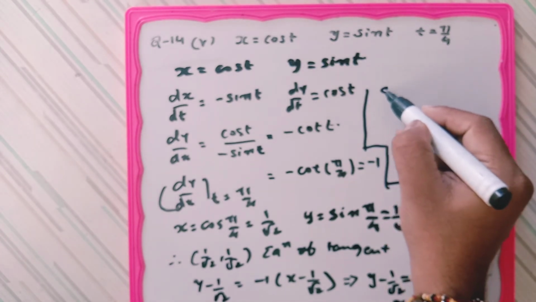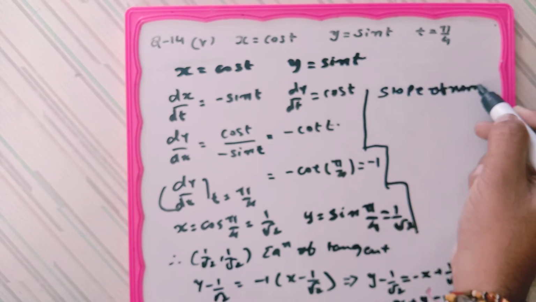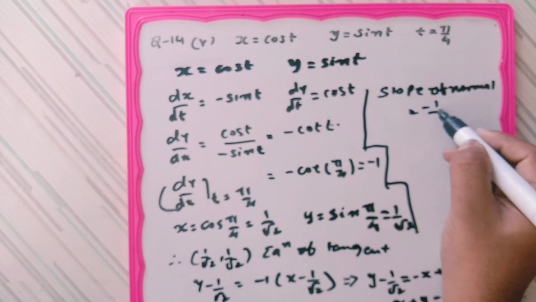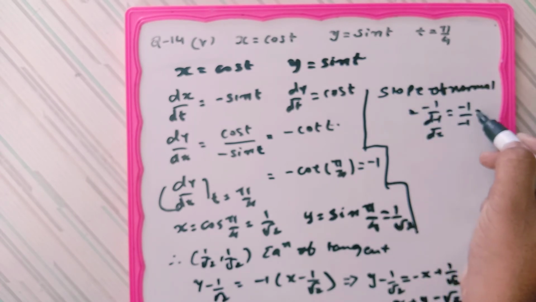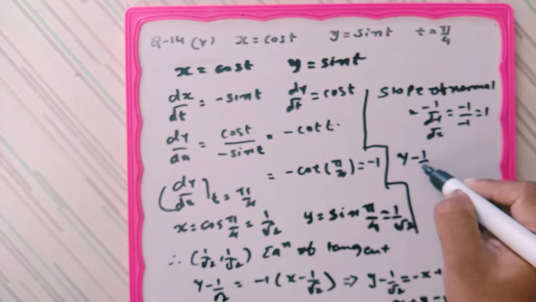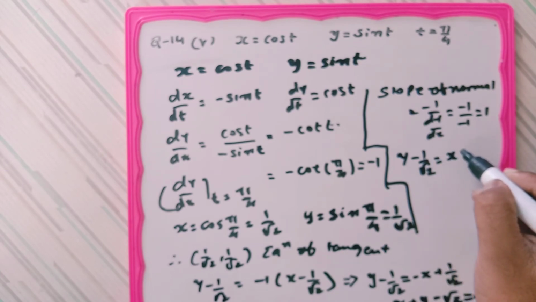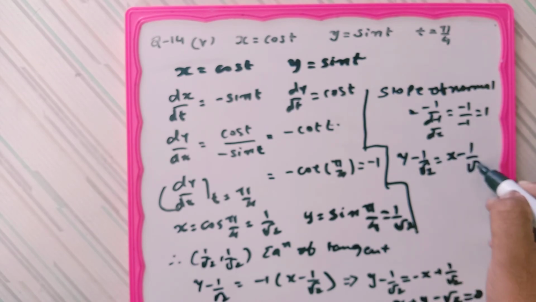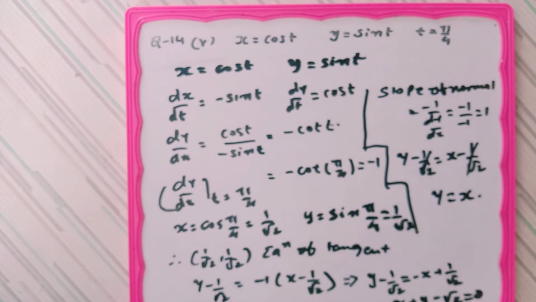Now the slope of normal is minus 1 upon dy by dx. So minus 1 upon minus 1 is 1. And so the equation of normal is y minus 1 upon root 2 equals 1 into x minus 1 upon root 2. So 1 upon root 2 cancels, and so y equals x.